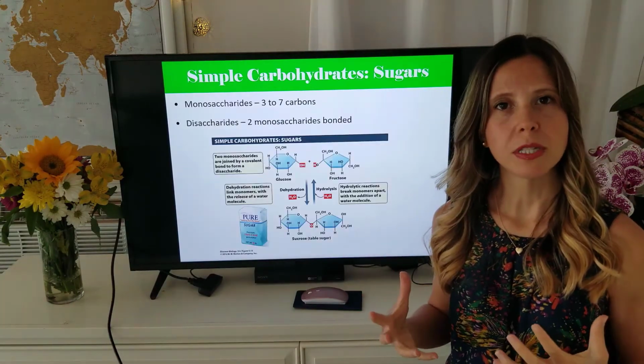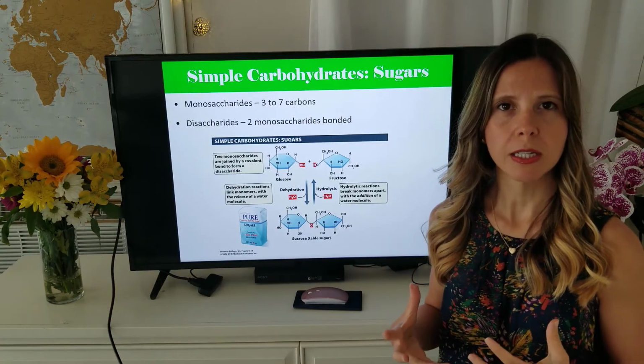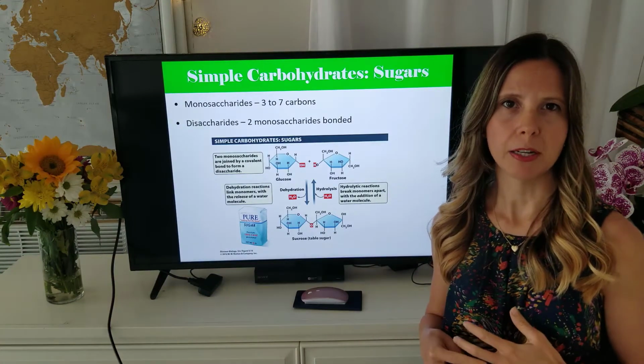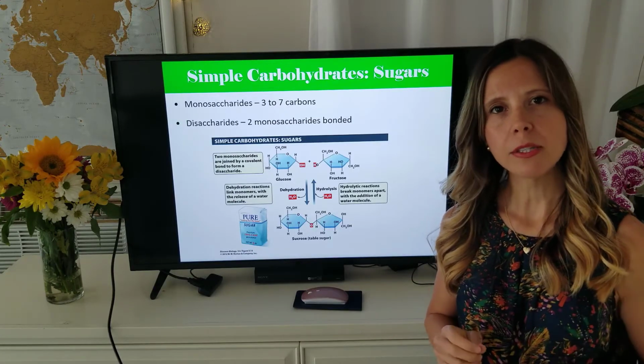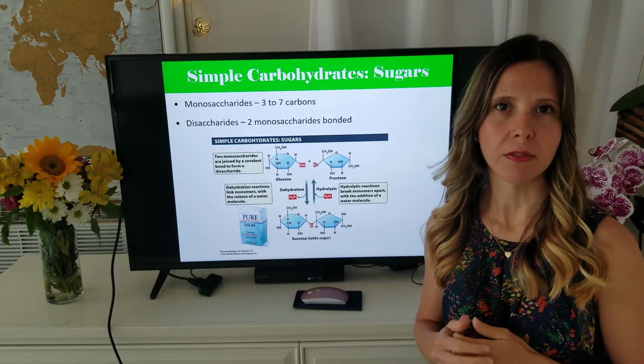So let's talk about those simple carbohydrates, our sugars. We have 2 types of simple carbohydrates. We have monosaccharides and disaccharides. Our monosaccharides are going to be composed of 3 to 7 carbons.